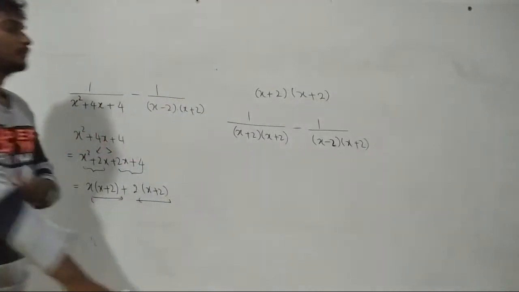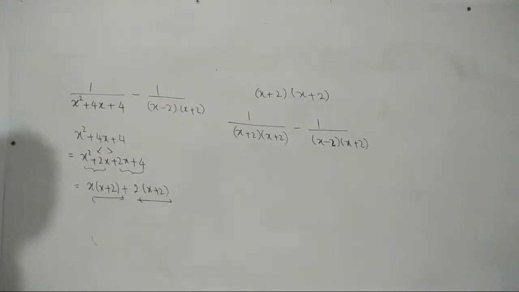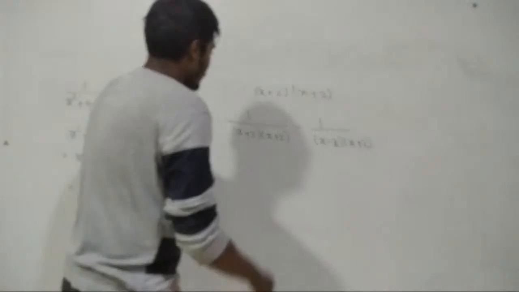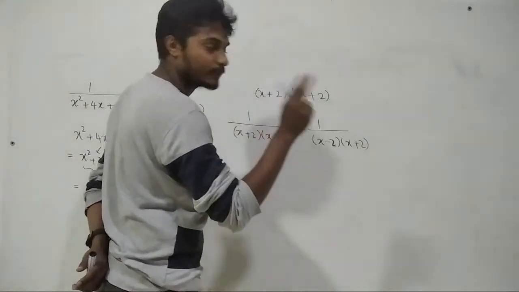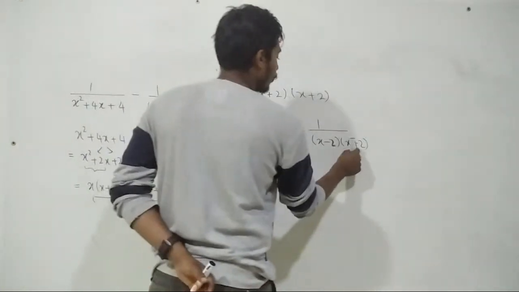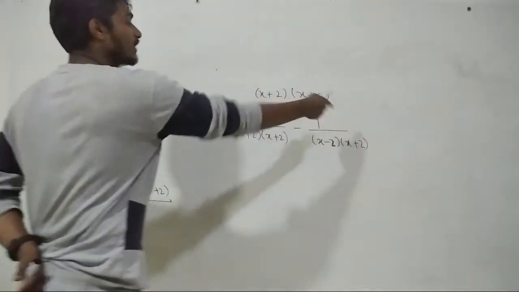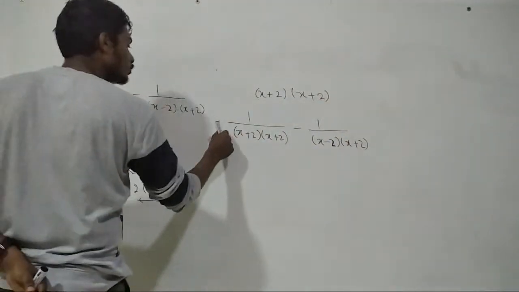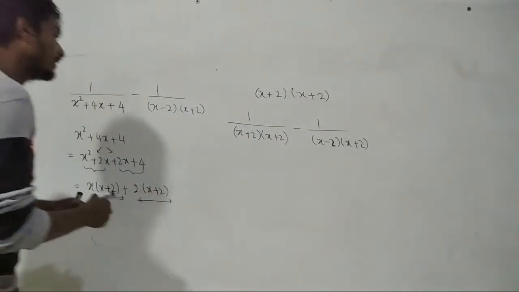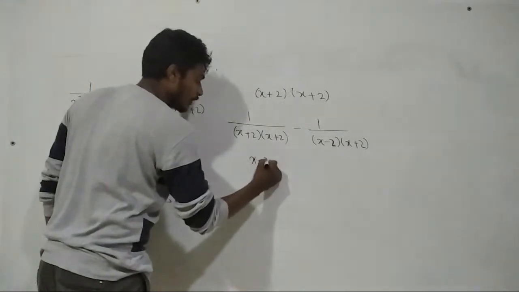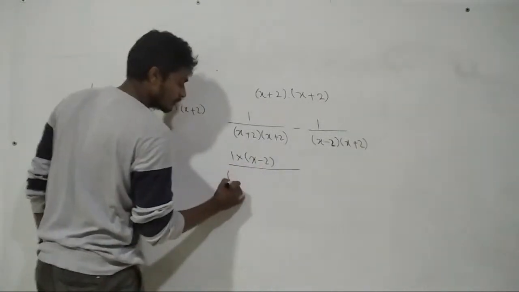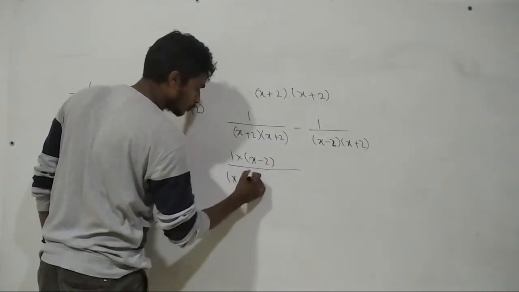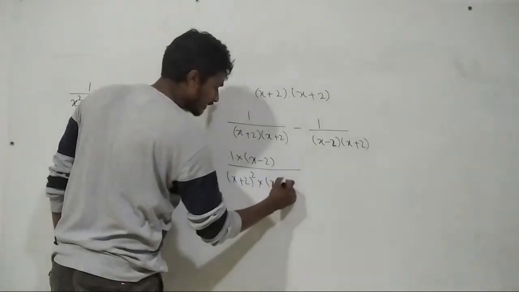Alright guys. Alright. So you have x plus 2. Here again you have x plus 2. So you have 2 x plus 2's over there. But here you just have 1 x plus 2. So 1 x plus 2 is lacking there. And 1 x minus 2 is lacking here. So let's do that. So you have to multiply this by x minus 2. So you will have x plus 2 squared into x minus 2.